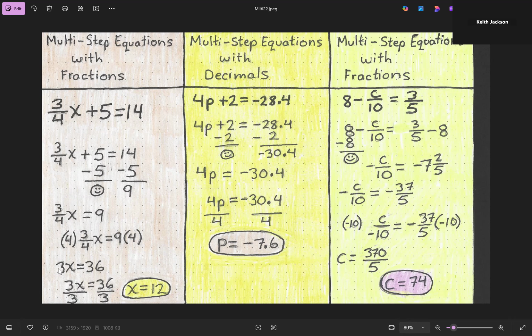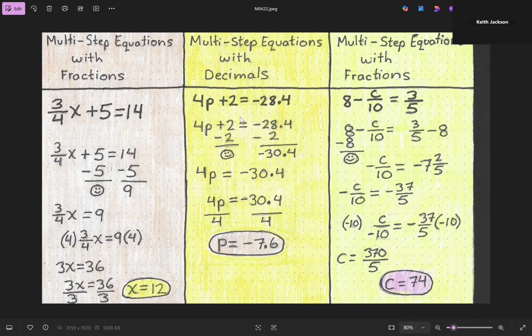And so the question is, what number times 3 will give us 36? And we could do that by dividing both sides by 3, canceling out these 3's here, leaving just x. And we know that 36 divided by 3 will give us 12. And so in this case, x is equal to 12.